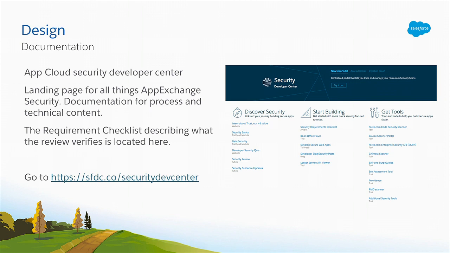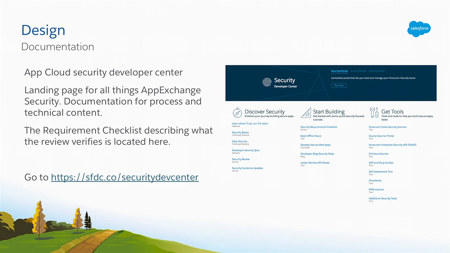We have our documentation. We have our Security Developer Center. This is our single go-to place for everything security. So we have secure coding guidelines for how to write secure Apex, secure coding guidelines for how to write secure Lightning. And for those of you who are AppExchange partners, the requirements checklist is my personal lightpost. It defines what a security review actually looks like.